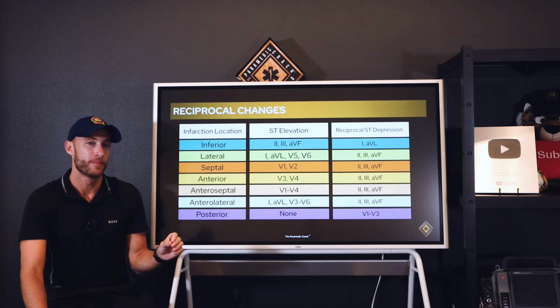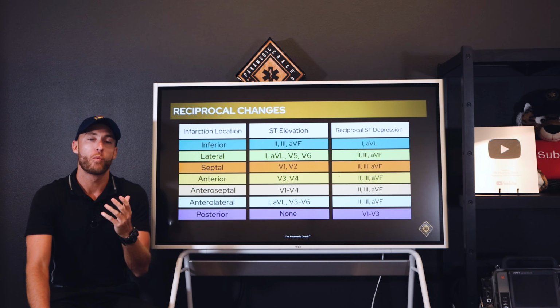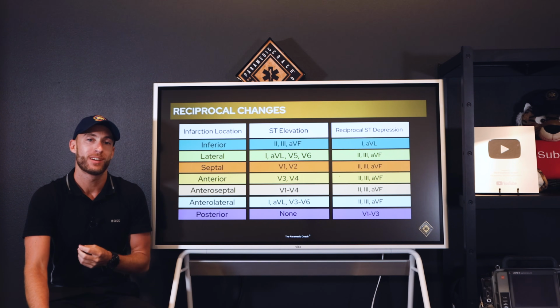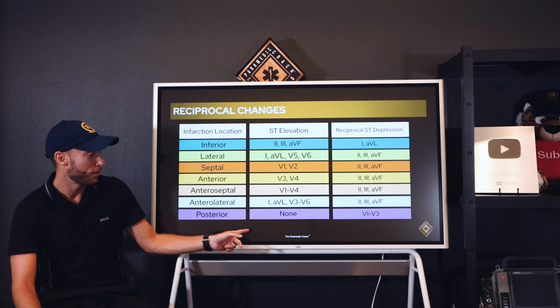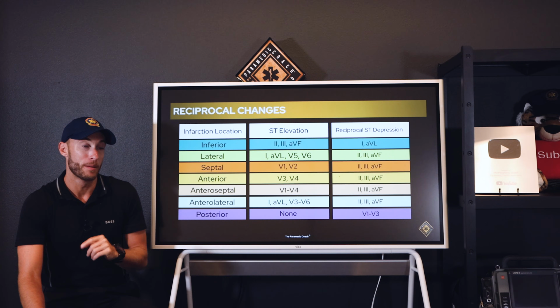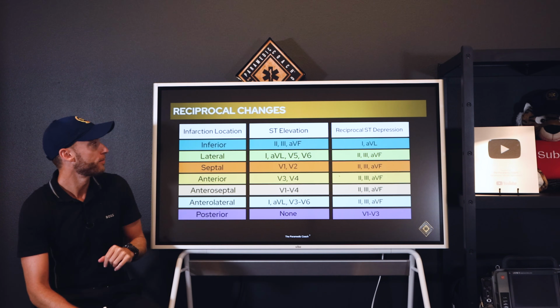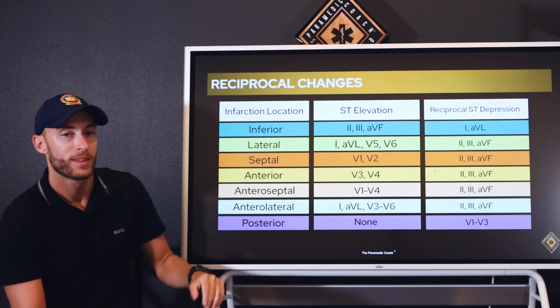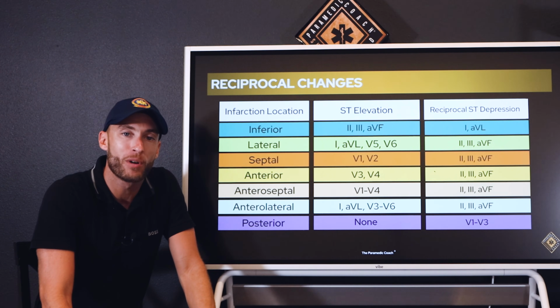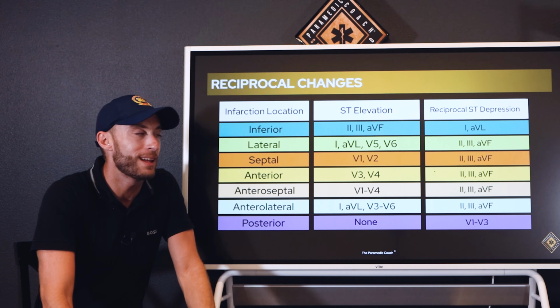Now we're moving on, and we're going to talk about where we might see those reciprocal changes on EKG, breaking it down lead by lead. And I've got another pearl for you at the end, another big tip you might not know about, so I'm going to share it with you. So, again, the infarction location: inferior wall MI, where you have elevations in 2, 3, AVF.